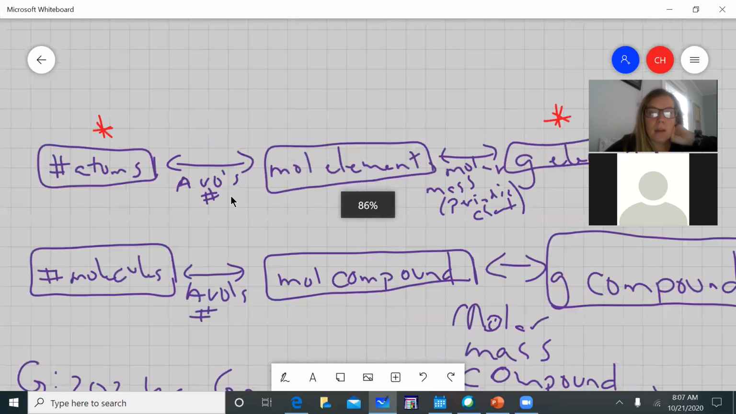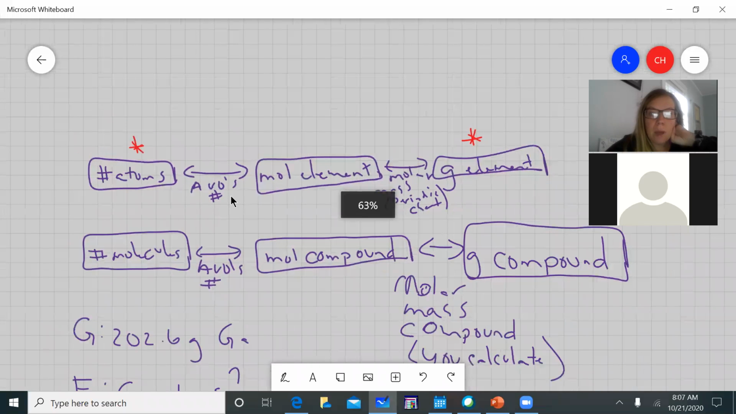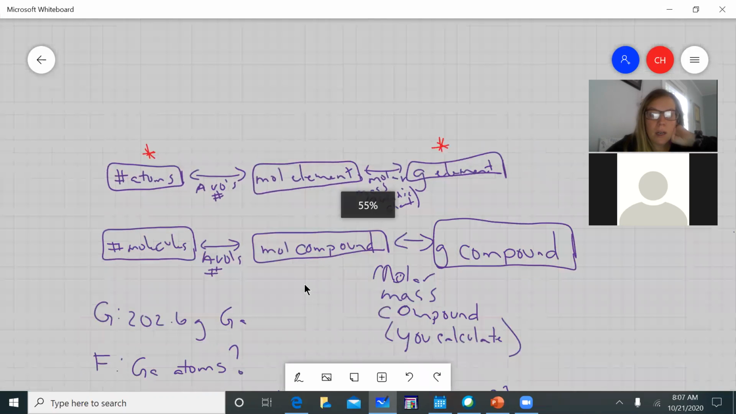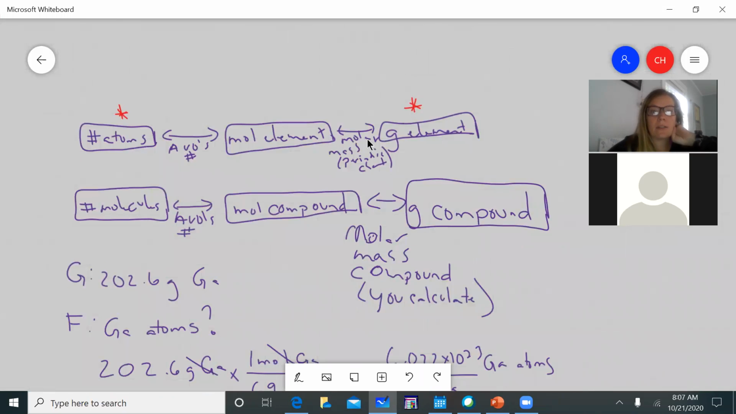So excuse my horrid handwriting, but what we've got here are two tracks or two paths. The top path has moles of the element in the center, and we can get from moles of an element into number of atoms using Avogadro's number. So that's the 6.022 times 10 to the 23rd. We can go from moles of an element into grams using molar mass.